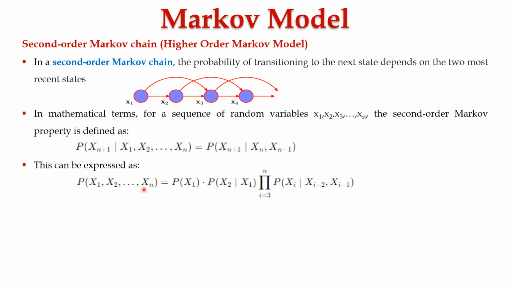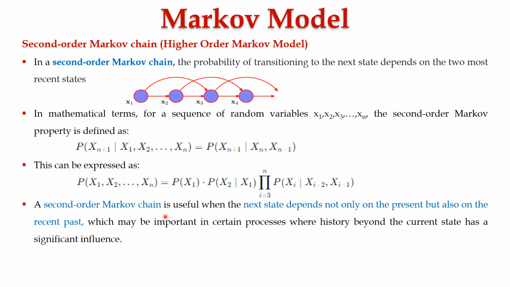So this can be expressed as probability of x1, x2 up to xn is equal to probability of x1 into probability of x2 given x1, such that i goes from 3 to n of probability of xi given xi minus 2 comma xi minus 1. The second order Markov chain is useful when the next state depends not only on the present state but also on the recent past, which may be important in certain processes where history beyond the current state has a significant influence.